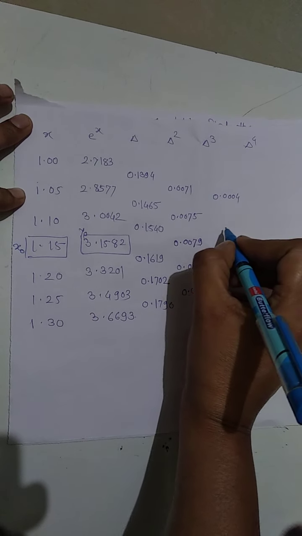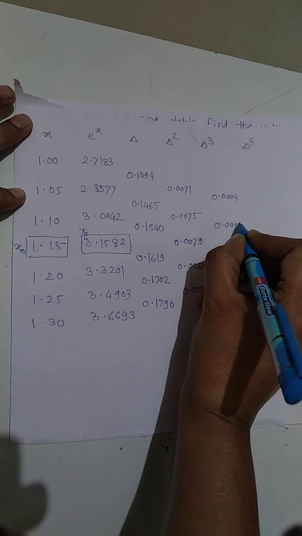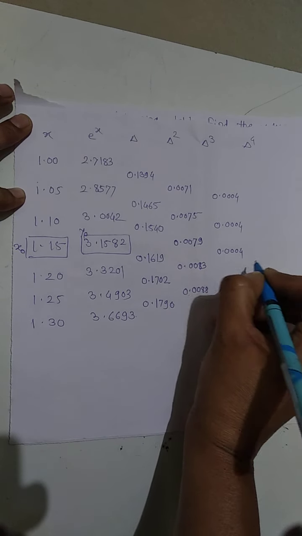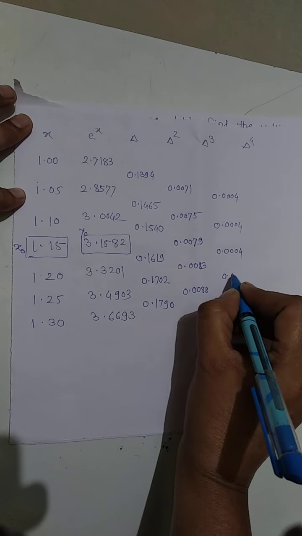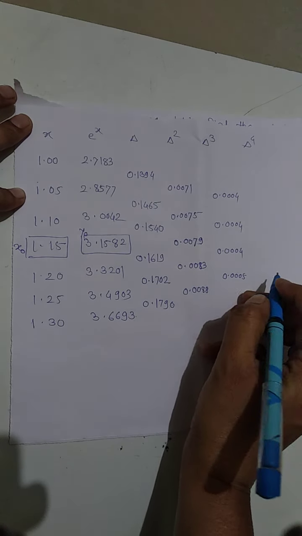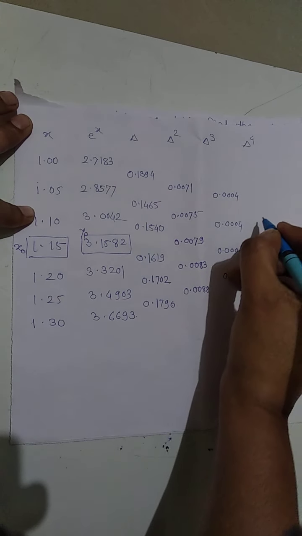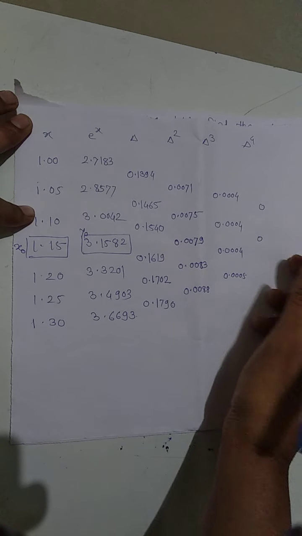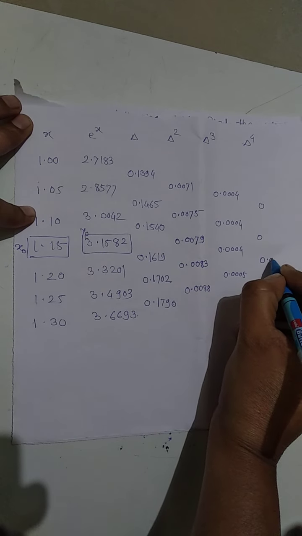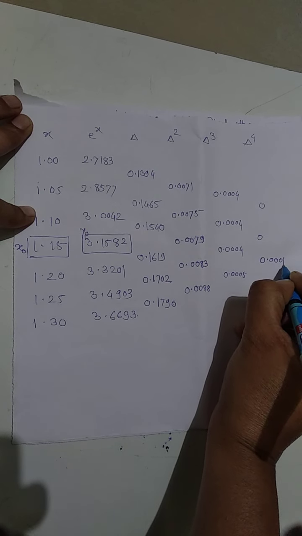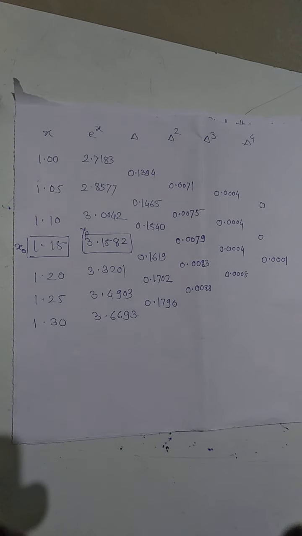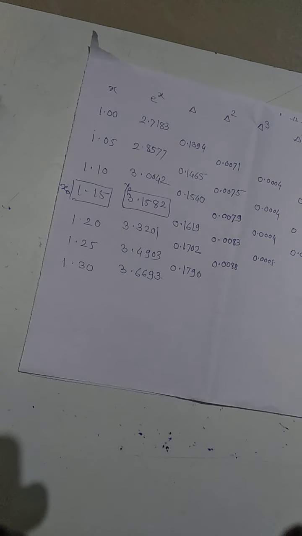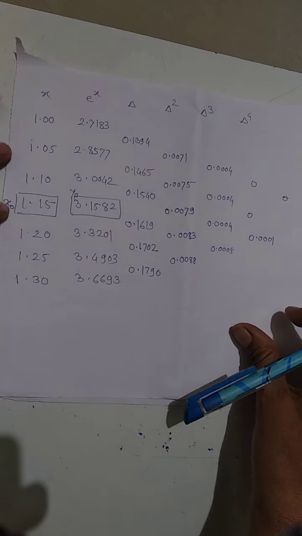The differences between these are 0.0004, 0.0004, 0.0004, and 0.0005, and the last difference is 0, and this is 0.0001, and this is 0 and this is negative, therefore this difference, del 4, is negligible.